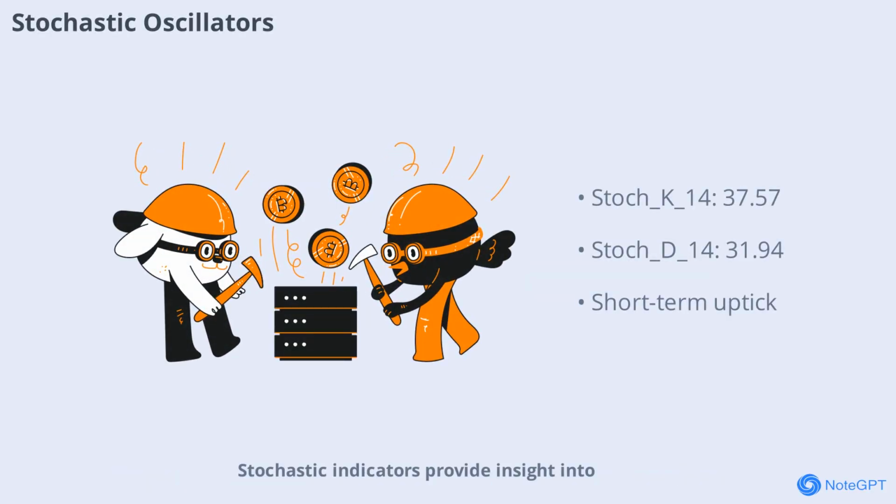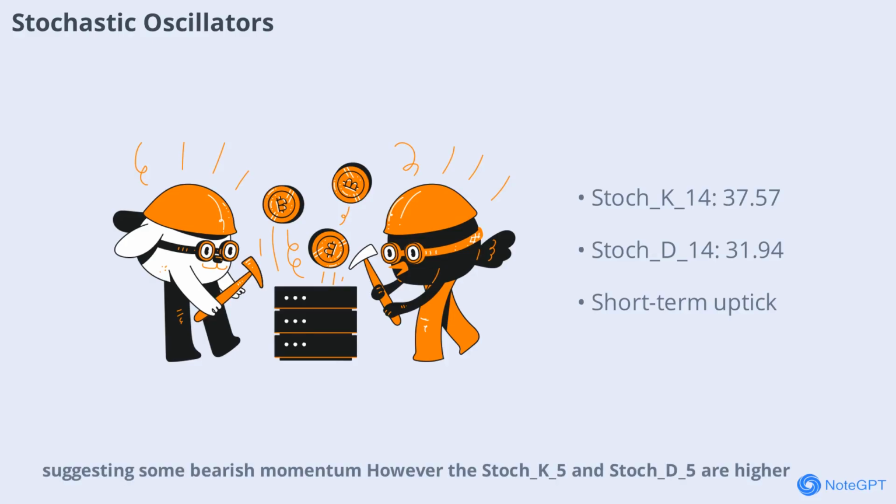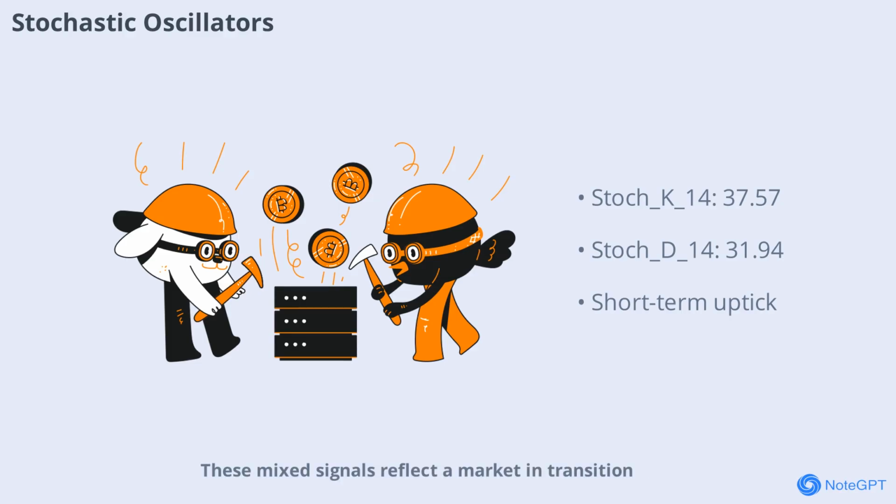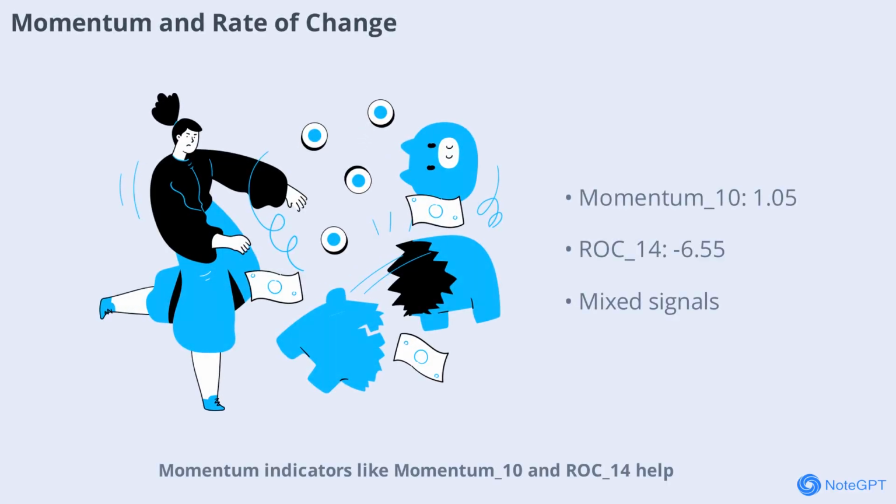Stochastic indicators provide insight into momentum and potential turning points. MVLL's stock K14 is 37.57 and stock D14 is 31.94, both below the midpoint, suggesting some bearish momentum. However, the stock K5 and stock D5 are higher, at 52.49 and 59.61, indicating short-term improvement. These mixed signals reflect a market in transition, where short-term buyers may be stepping in even as longer-term momentum remains weak. Momentum indicators like Momentum 10 and ROC 14 help identify the speed and direction of price changes.